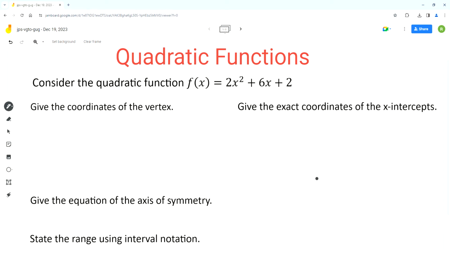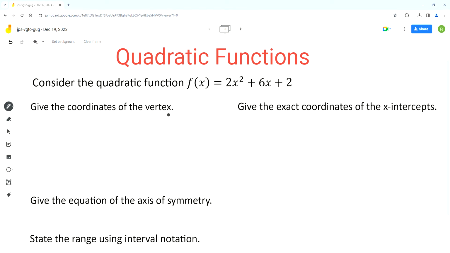So in this video, we'll solve this problem based on the concepts of quadratic functions. We are given this quadratic function f of x equals 2x squared plus 6x plus 2, and for this function, we have to answer these four questions. So let's start with the first one. Give the coordinates of the vertex.